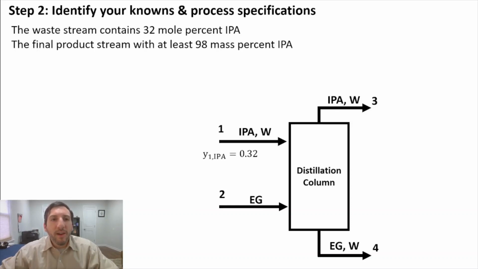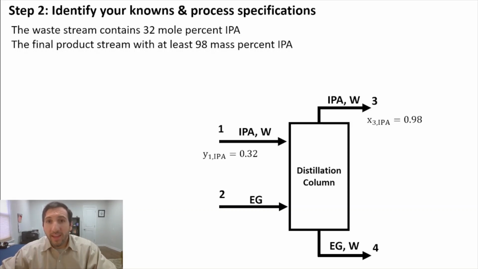Next, we have that the final product stream has at least 98 mass percent IPA. And when you see language like that, it has at least this mass percent, most likely you're going to be working with that mass percent. So when I say at least 98 mass percent, it's 98 mass percent that's going to be exiting the column because that's the bare minimum I need. And since we know the composition for stream 3, we're going to write x3 comma IPA equals 0.98.